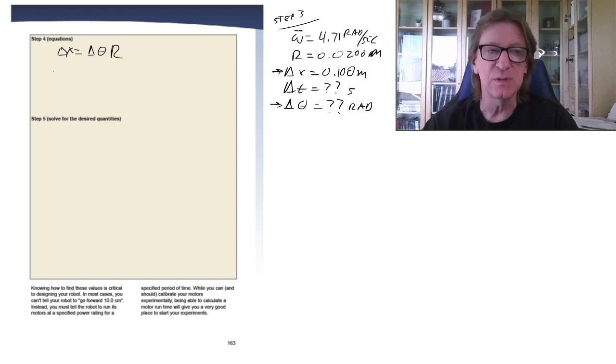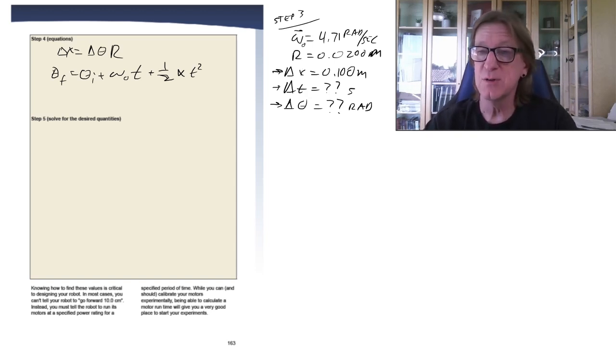Now let's try this one. Let's suppose that my theta final is equal to my theta initial plus my initial omega, and remember that's not going to change, times t, that's going to be my delta t here, plus 1/2 alpha t squared. Now, is there an angular acceleration in this problem? No, your robot's traveling at a constant velocity, therefore the wheel must be rotating at a constant angular velocity, so that one's 0.